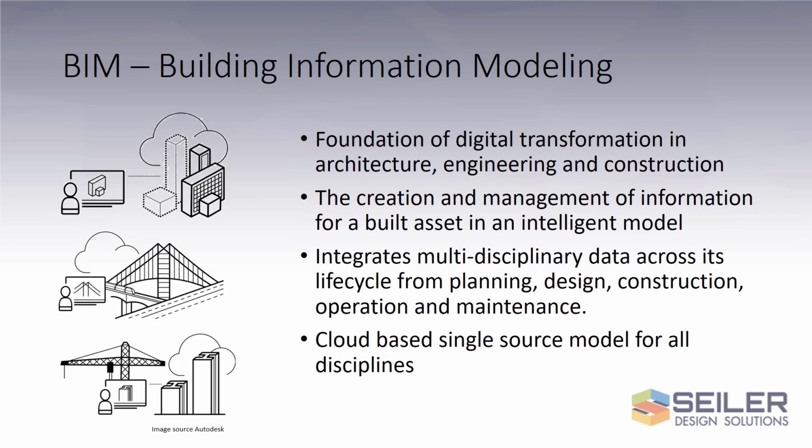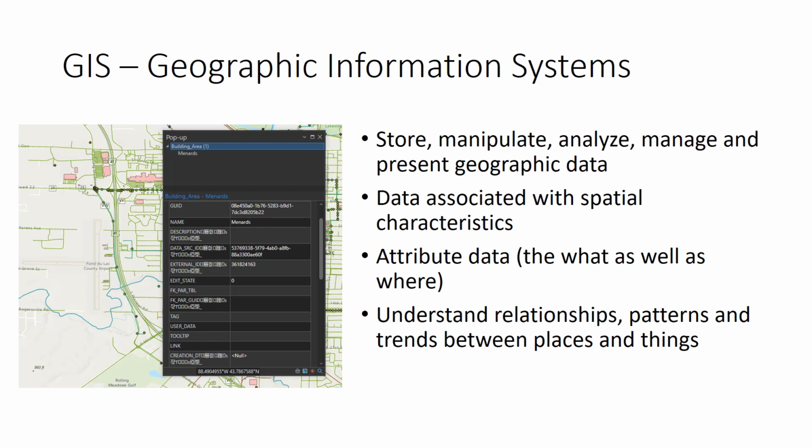Construction Cloud. On the other side of the coin is GIS, Geographic Information Systems. Lets you store, manipulate, analyze, and present geographical data. Data associated with spatial characteristics. You can theme a model by its variety of attributes, color code. You'll see attributed data, the what an object is, including additional information besides just its location and space and object type, as well as where, and understanding the relationships, patterns, and trends between places and things to be able to analyze the data.